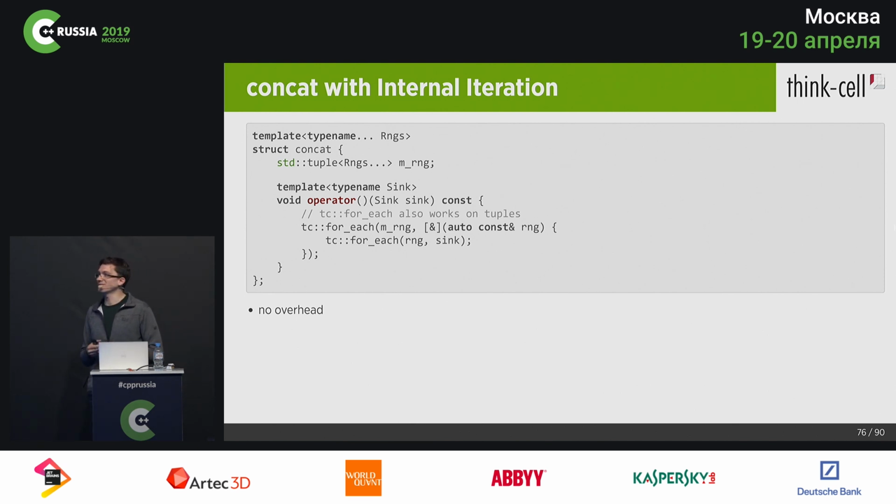And then you have the inner loop that basically uses for each again and applies the sink to the range. And that will also use internal iteration. So if you unroll all this and the compiler is doing the inlining, this has no overhead compared to the handwritten for loop that we would do to concatenate different ranges.